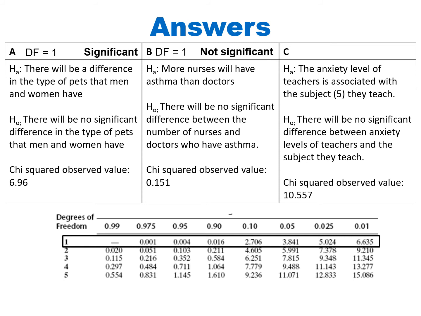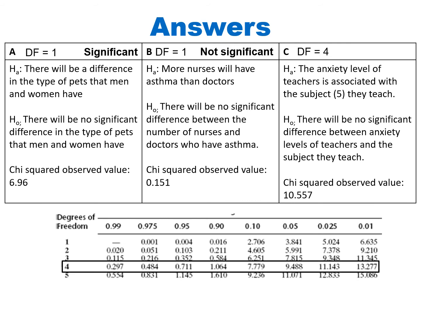In C, there are 5 different subjects. So 5 minus 1 means we have 4 degrees of freedom. So we'd actually move down and use the 4th row down. And you can see immediately our critical value at 0.05 jumps up quite significantly.